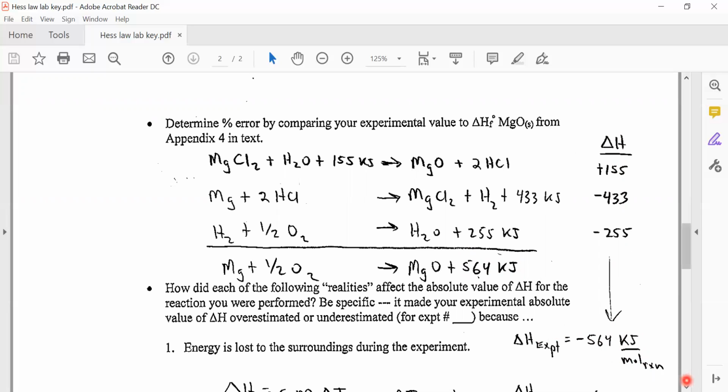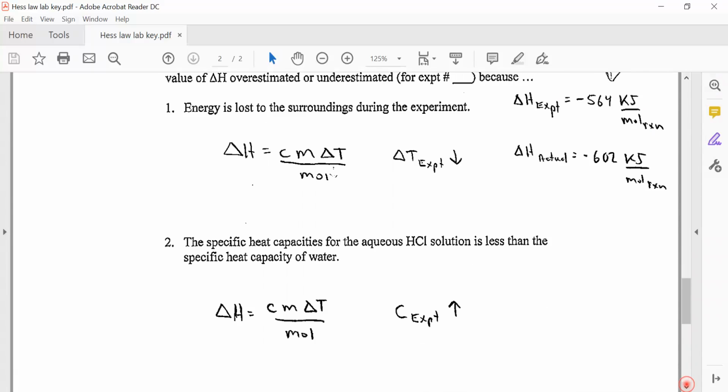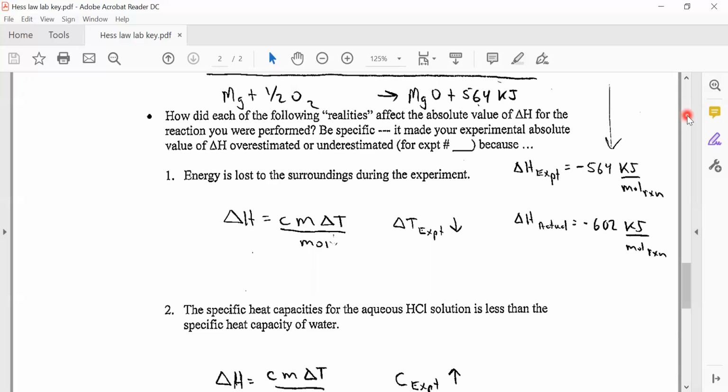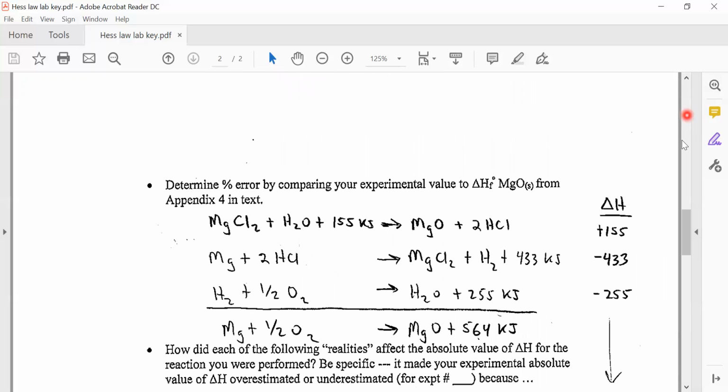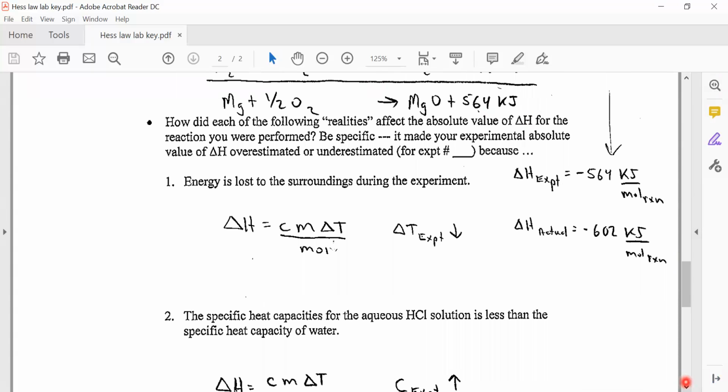So make sure to use the proper units when you do that. All right, maybe just a little bit with, I don't know if I go there, I'm going to look at this reaction. When you're doing your percent error, okay, and I don't have it right here, or no, I'm sorry, in your conclusion, I guess let's go to this right here. We'll just go here. And how did each of the following realities affect the absolute value of delta H?